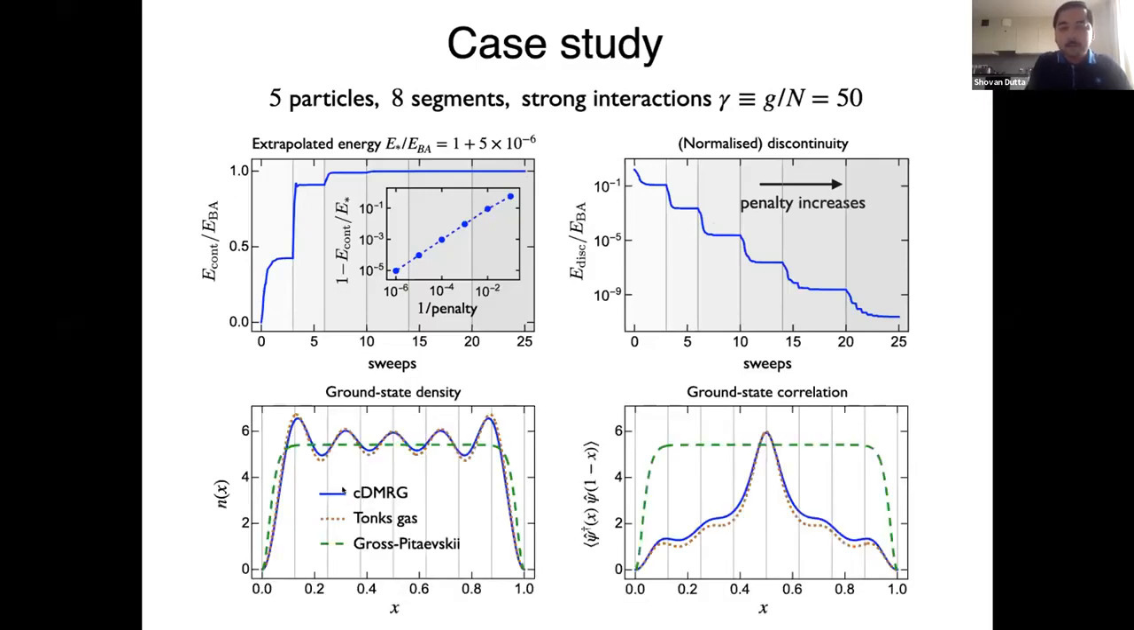These are the ground state density and correlations that you get out of this. These vertical lines show where I have the boundaries between segments. And you can see that I get a smooth function for the density and correlations, which are close to the Tonks limit of infinitely strong interactions, but quite far from a mean field approximation, which is the Gross-Pitaevskii equation.